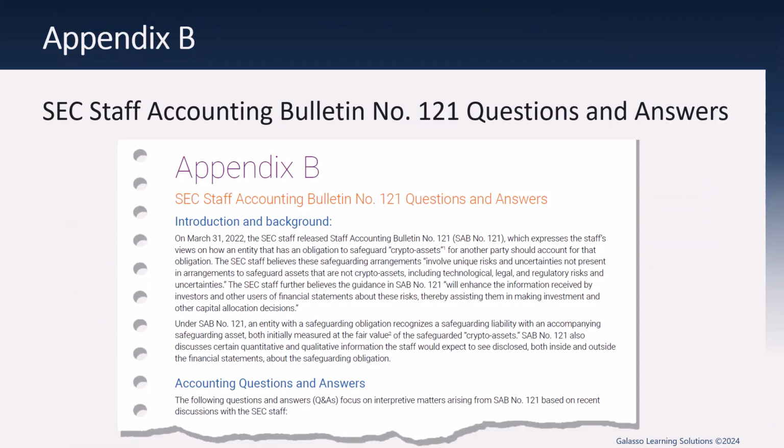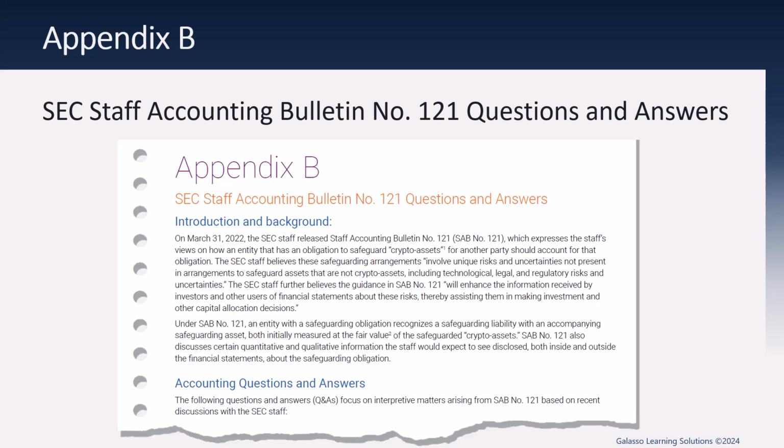Finally, in addition to adding Chapters 5 and 6 in the practice aid, Appendix B is another very interesting addition. Just to give you a little bit of background on what this is, on March 31st of 2022, the Securities and Exchange Commission staff released Staff Accounting Bulletin number 121, which expressed the staff's views on entities that are trying to safeguard crypto assets for another party and how to account for that type of obligation. The SEC staff believes that these safeguarding arrangements involve a little bit more unique risk compared to safeguarding other types of non-crypto assets. So they wanted to address that in the staff bulletin to enhance information on this.